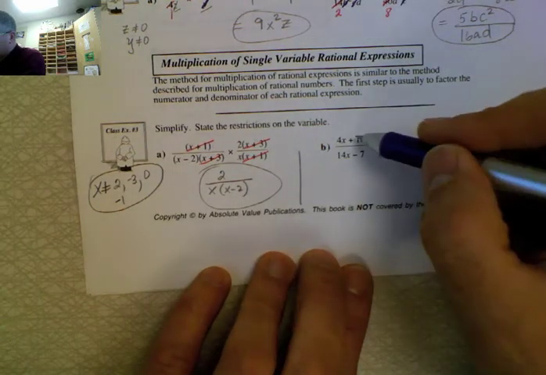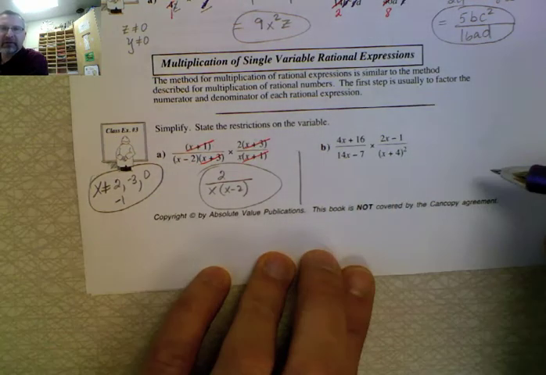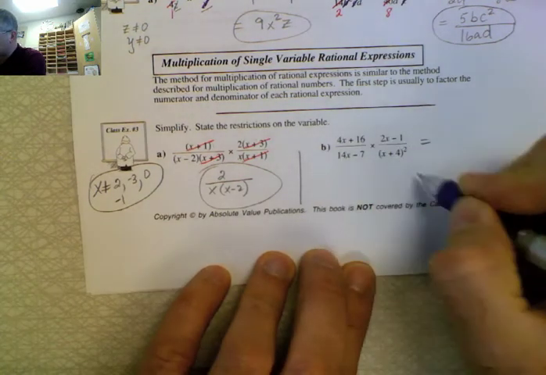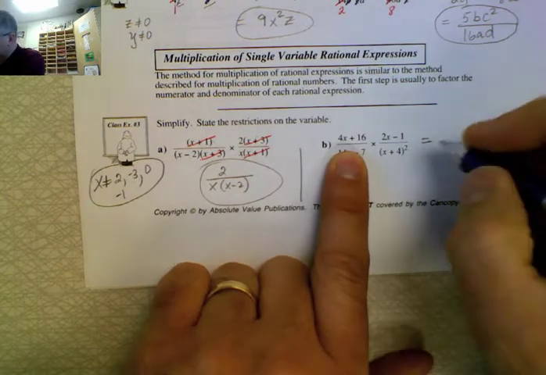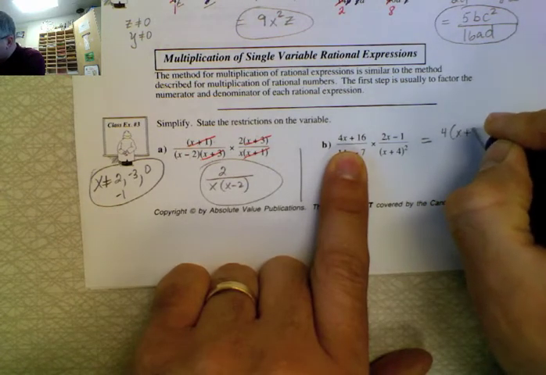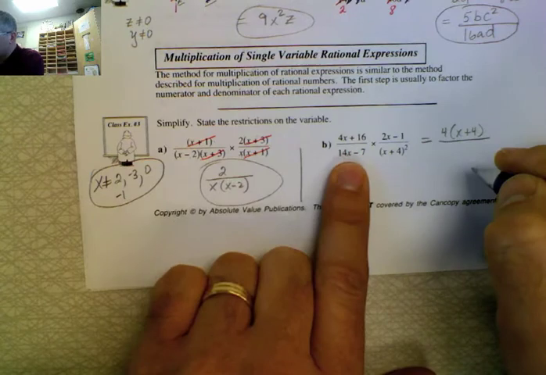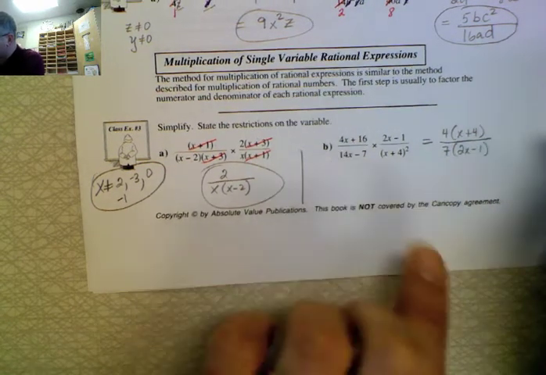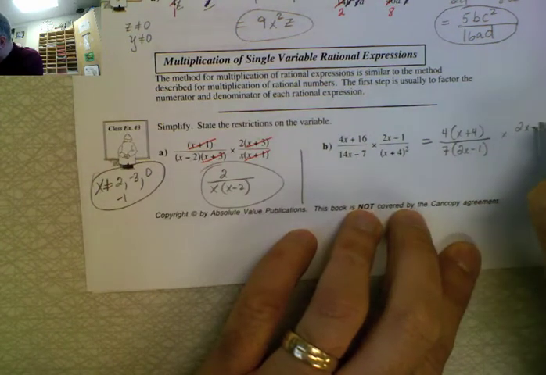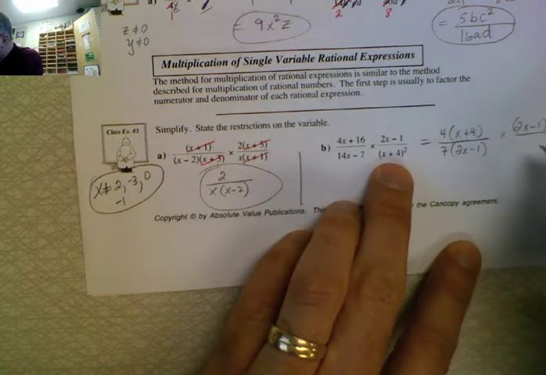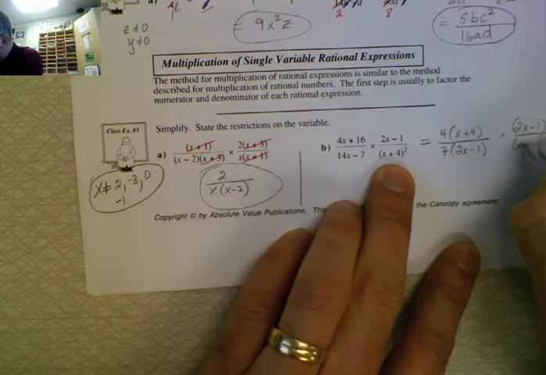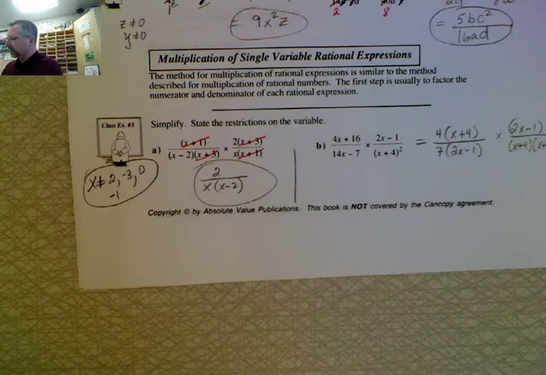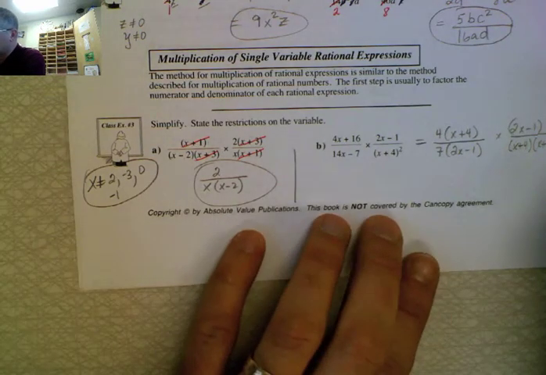Okay, second example, remember the first thing we do is we look at trying to factor anything that we can. So if we look at our first numerator, we can take out a common factor of 4. And if we look at our first denominator, we can take out a common factor of 7. Nothing I can do to my numerator on the right side. X plus 4 squared means x plus 4 times x plus 4. So I'm going to write both of those factors out so that if I'm going to eliminate them, I can.